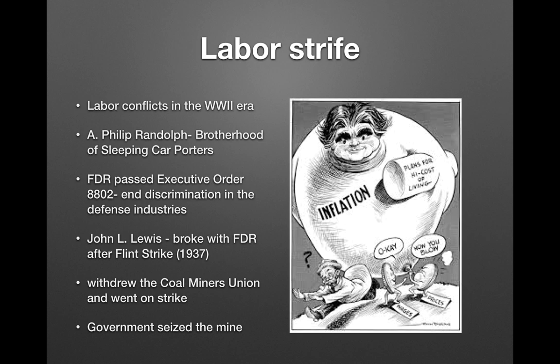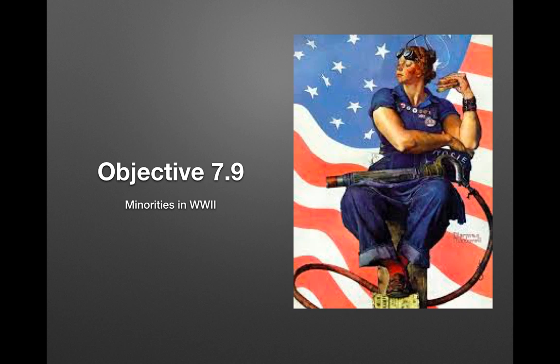Now, John Lewis broke with FDR after the Flint Strike. Now, the Flint Strike was an automobile strike in 1937. It was a sit-down strike. There was some violence, etc. And John Lewis is going to break off that. Remember, if we talked about the unions, 1935, he's in charge of the CIO at this point. He withdrew the coal miners' union and went on strike, which is what FDR did not want. The government seized the mine, and in the end, you have all these things come up. Now, luckily, cooler heads did prevail, but there it is.